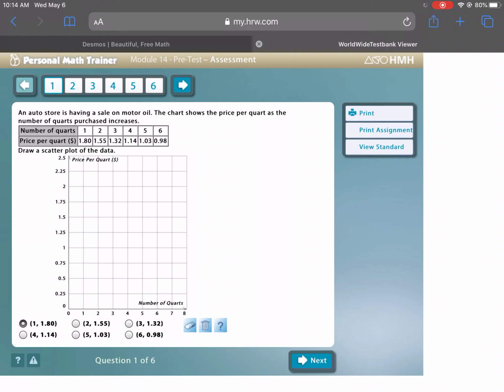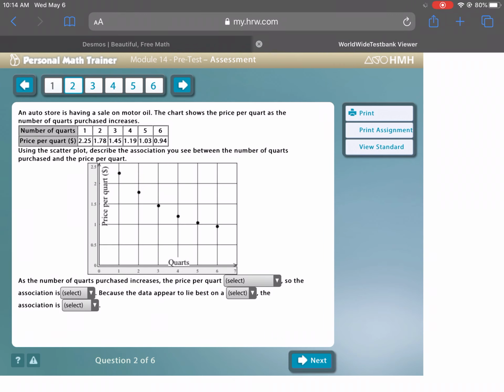So $1.80, $2.55, $3.32, $4.14, $5.03, and then $6.98. And that's it for that one.